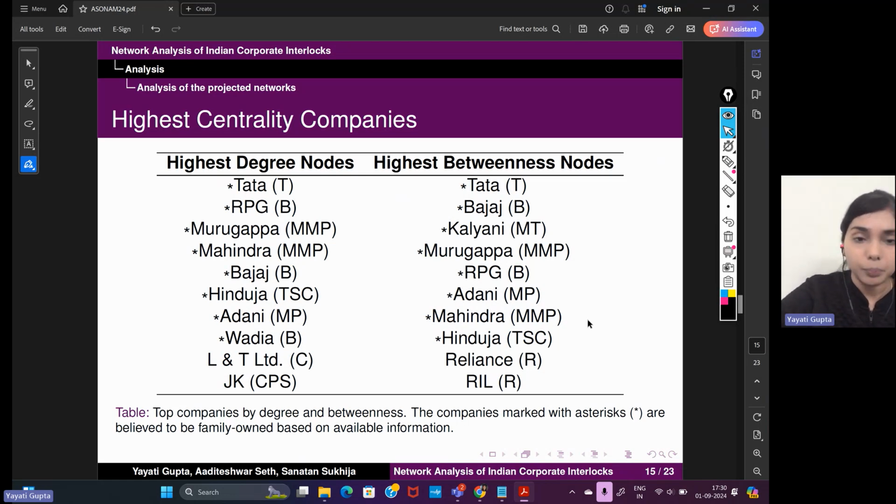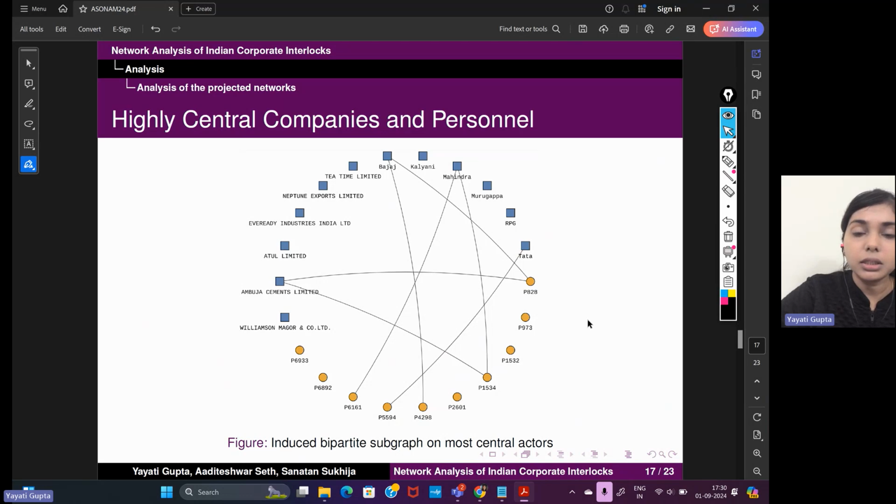Such businesses are very common in India. To study further what is happening in this network, we drew an induced subgraph on the highest centrality companies and the highest centrality directors. We have anonymized the directors with an identifier. What we observed is that this is not a very dense network. You do not see a lot of connections between the highest central companies and the highest central directors, which resembles what happens in the US economy: there is no particular inner circle controlling the entire network.